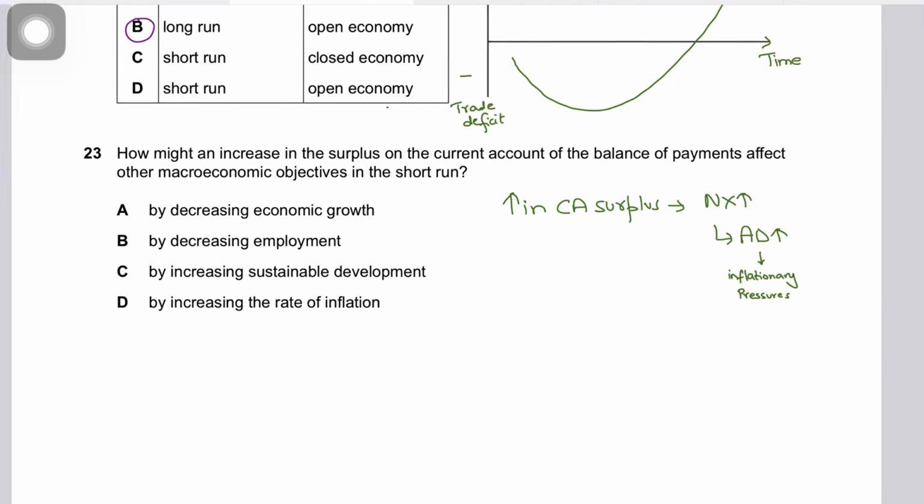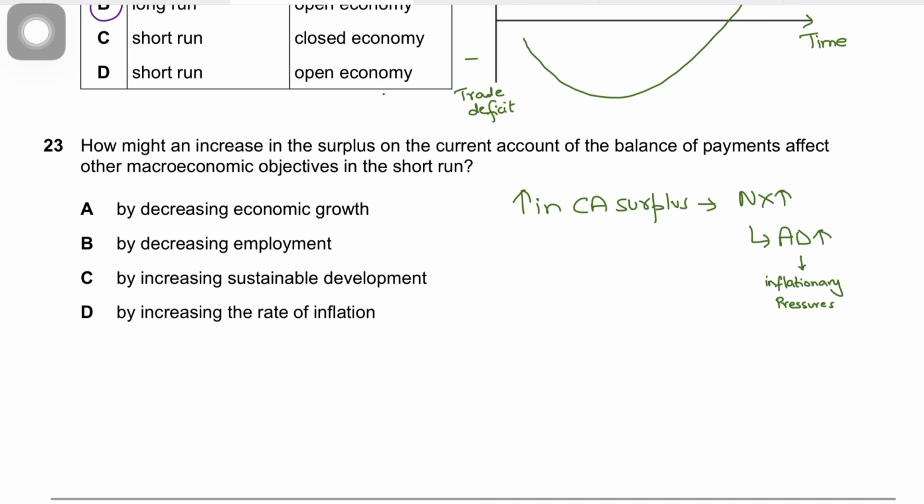Technically, Cambridge is testing the idea that even a favorable current account position can create problems. A larger surplus would obviously mean very strong aggregate demand, which will contribute to inflationary pressures if the economy is approaching capacity, let's say. So 23 has to be D for David.